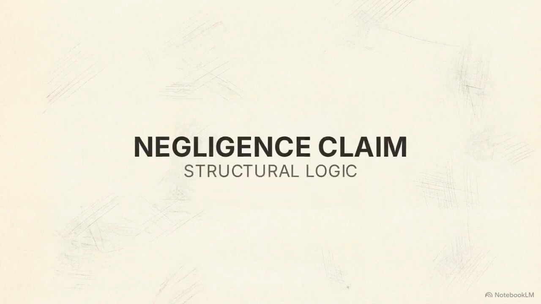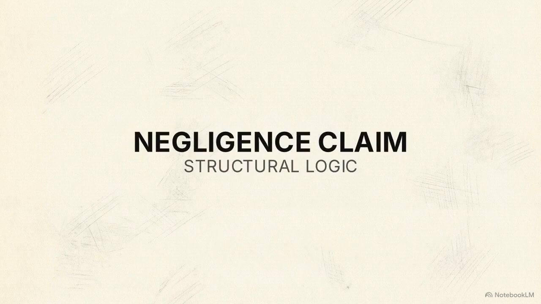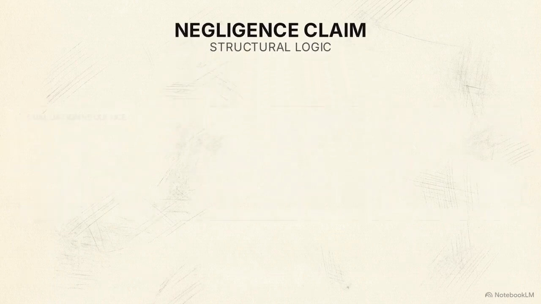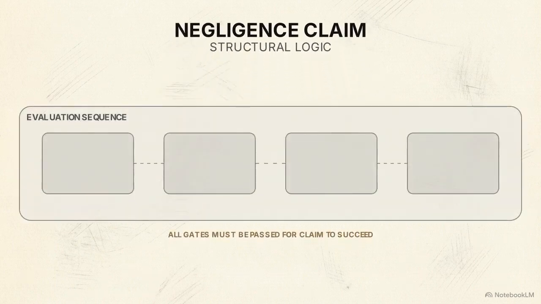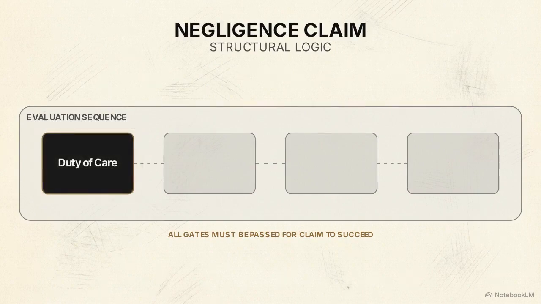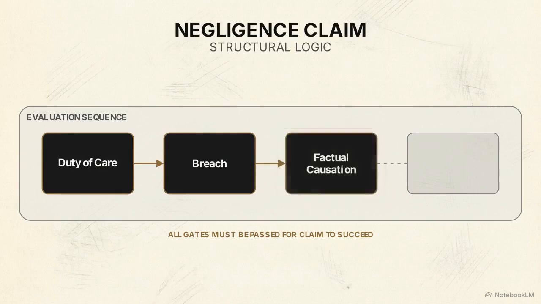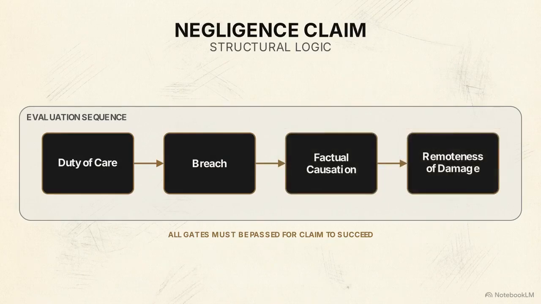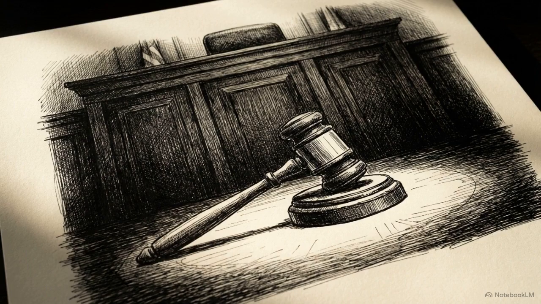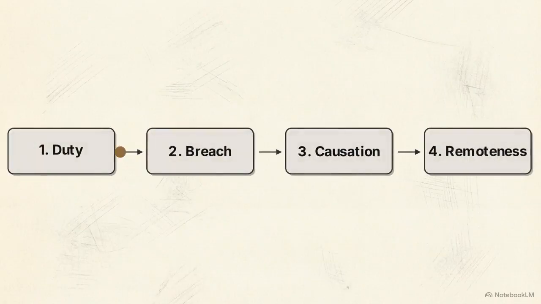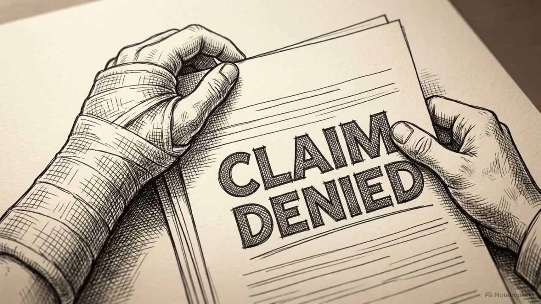Courts in the UK and Australia approach these claims not as subjective moral judgments, but as a strict sequential logic gate. A plaintiff must prove 4 elements. First, a duty of care. Second, a breach. Third, factual causation. Finally, remoteness of damage. The rules of this algorithm are absolute. If a plaintiff fails to prove even a single one of these 4 nodes, the entire claim collapses and they recover nothing, regardless of how severe the injury might be.